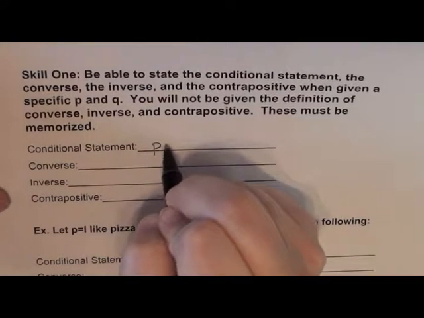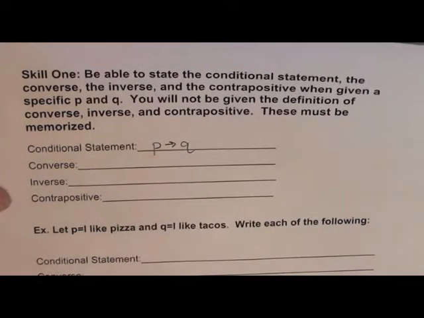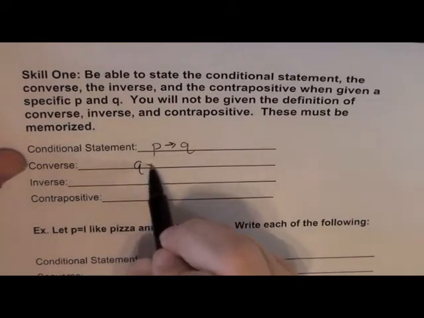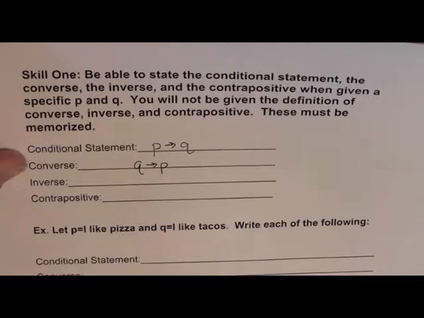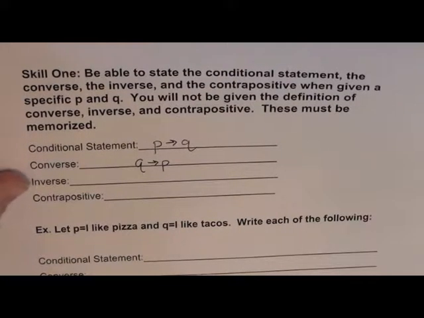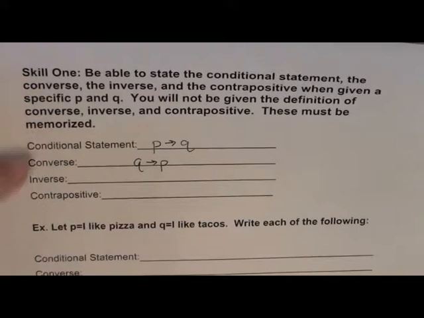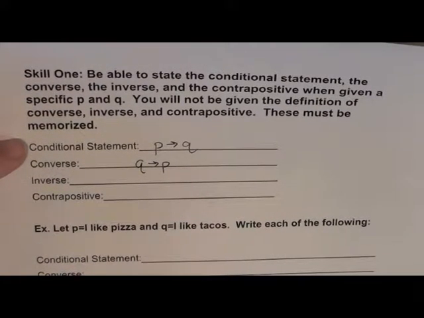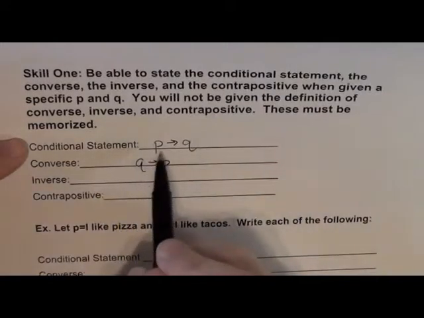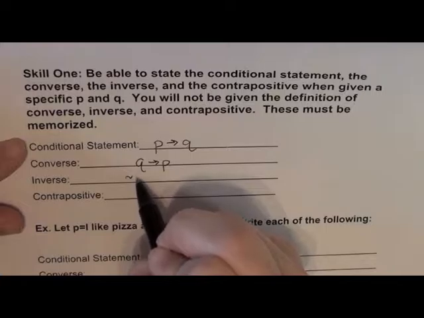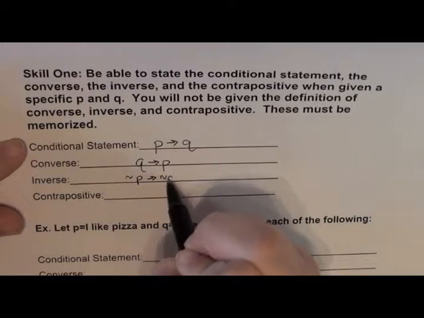Typically we write it P, then Q. A P followed by a Q. The converse is where you switch the P and the Q. It goes Q, arrow, P. If Q, then P. The inverse is where both the P and the Q in the original statement get negated. So instead of P, then Q, it's if not P, then not Q.